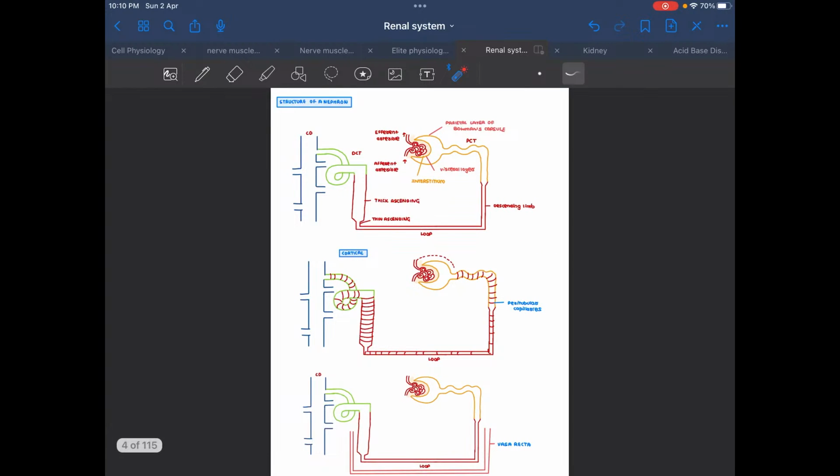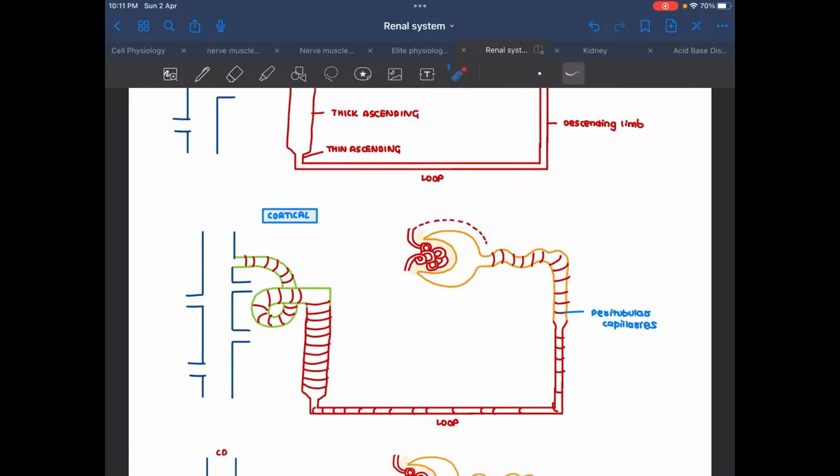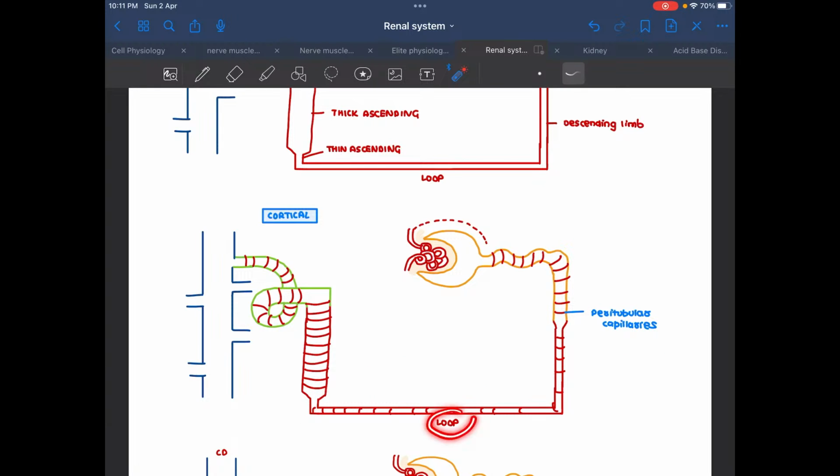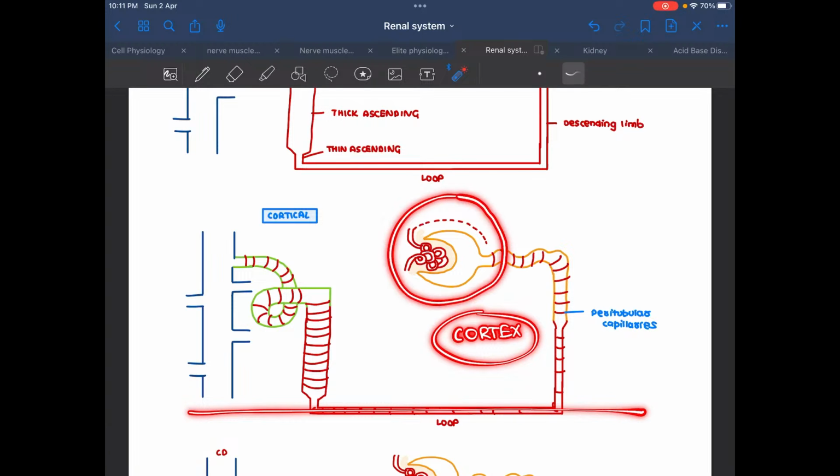So let's see diagrammatically what I mean by that. This is a cortical nephron. How can I say that it's a cortical nephron? First of all, mind this, there is no thin ascending limb, a very important thing. As you can see, we have a sheath of capillaries surrounding each of the nephronic segments, and these are known as peritubular capillaries. We have the loop present over here, and all of these nephronic segments will be restricted to the cortex itself. Or I can say that the glomerulus of the cortical nephron lies towards the outer cortex. And what is the function of these cortical nephrons? It is urine formation.